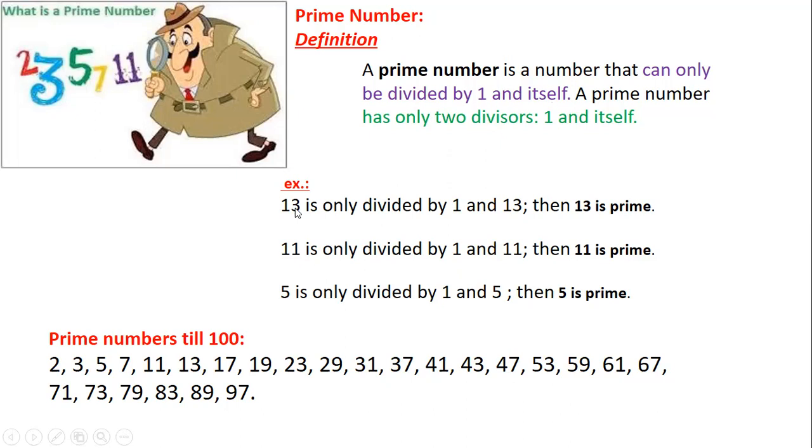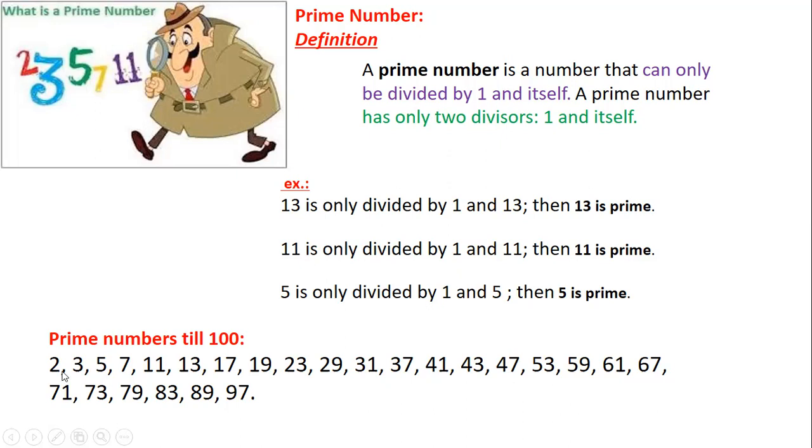As examples of prime numbers, 13. 13 is only divided by 1 and 13. So if I divide 13 by 1, it gives me 13. And if I divide 13 by 13, it gives me 1. Then 13 is a prime number. Also, 11 is an example of prime numbers. It's only divided by 1 and 11. 5 is only divided by 1 and 5. It has no other divisors. Then 5 is also a prime number.